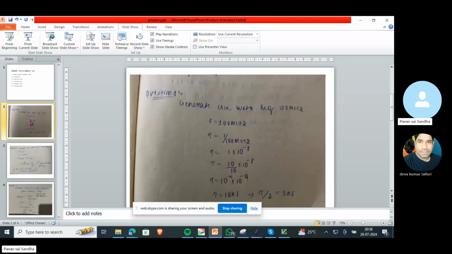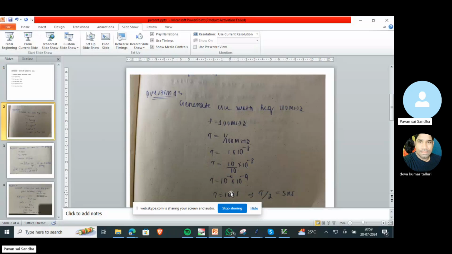I had a question: generating a clock with a frequency of 100 megahertz. Here I have given a frequency. So we can make this conversion in the code, or we can give the 5 nanoseconds directly. The frequency is 100 megahertz. So converting it to time, we get 10 nanoseconds.